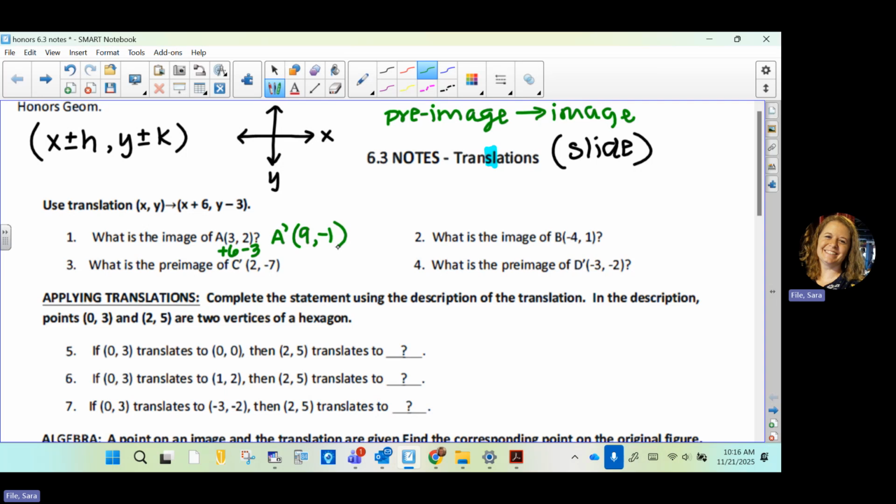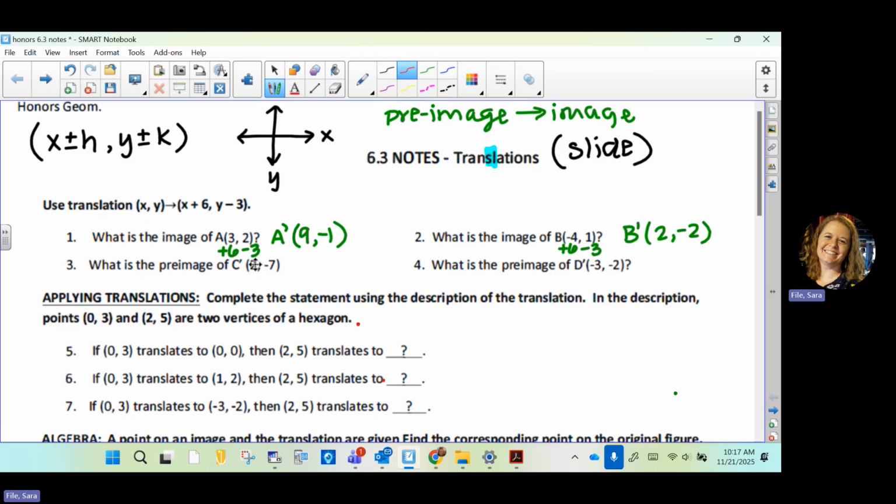Okay, so number 2 says, what is the image of B? Again, we're going to add 6 to the X and subtract 3 from the Y. So B prime will be at 2, -2. Now 3 and 4 says, what is the pre-image of C prime? So they're telling you the value or the location after the translation. So we have to go backward. So if we're going backward, we're going to do the opposite of the rule.